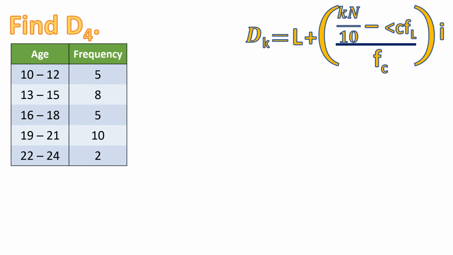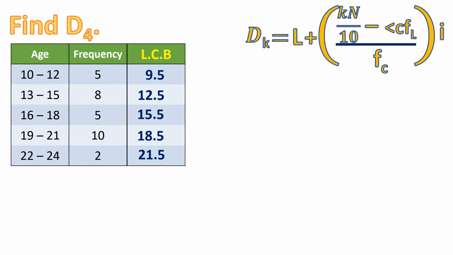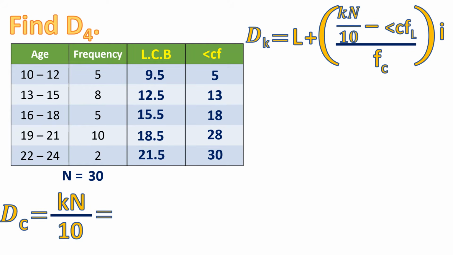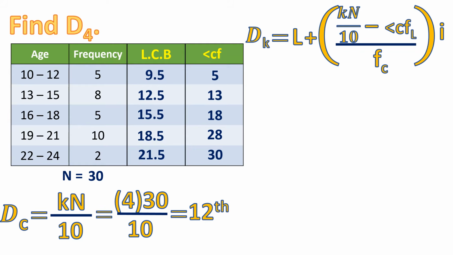So let's have the column that we needed, which is the lower class boundary. So we have discussed the previous slides, and the less than cumulative frequency. So let's have the decile class. So this is equal to kn over 10. And we're gonna find the n. N is the total frequency, which is 30. So because it's the same example with the previous examples, it's gonna be the same n, which is equal to the k is 4 and n is 30 divided by 10. So 4 times 30 is 120 divided by 10. It will be 12. So it's the 12th number.